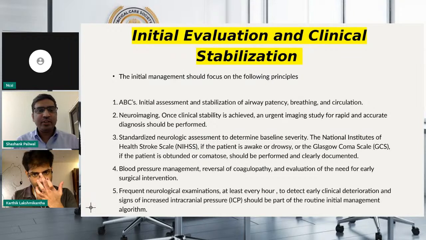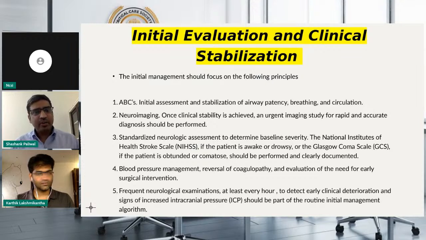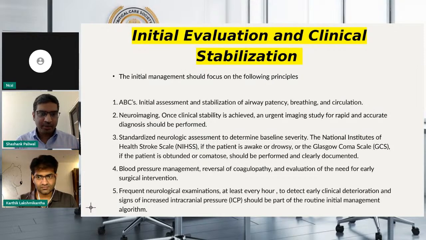Then, as I said, we need to know the type of stroke, so we immediately need a non-contrast CT brain. Once clinical stability is achieved, immediately do the CT scan, and we can do all these things simultaneously as well. Standardized neurological assessment to determine baseline severity and Glasgow Coma Scale. All these things have to be done very quickly, because this is an emergency situation and we are running out of time. Blood pressure management, reversal of coagulopathy, and evaluation of how to contain that hematoma will be covered in subsequent slides. And frequent neurological examination, at least every hour if the patient looks stable, to detect early clinical deterioration and signs of increased ICP, should be part of routine initial management.